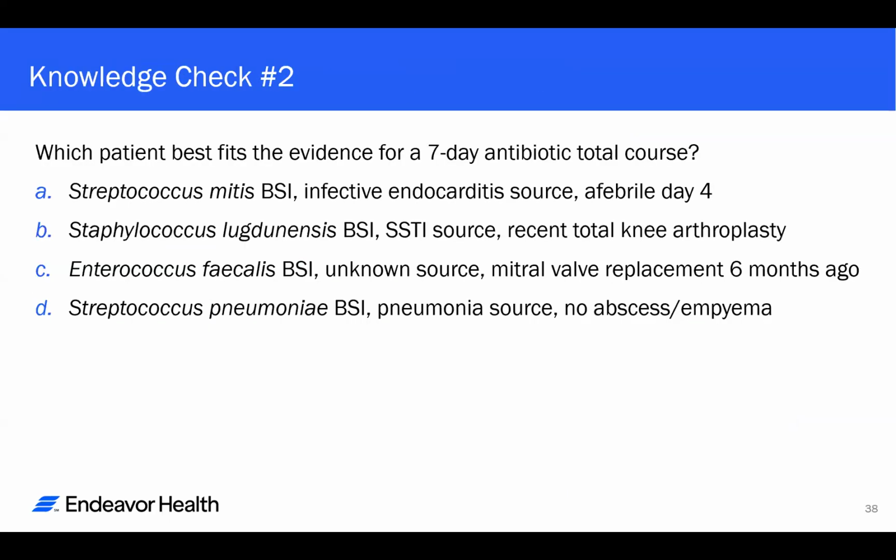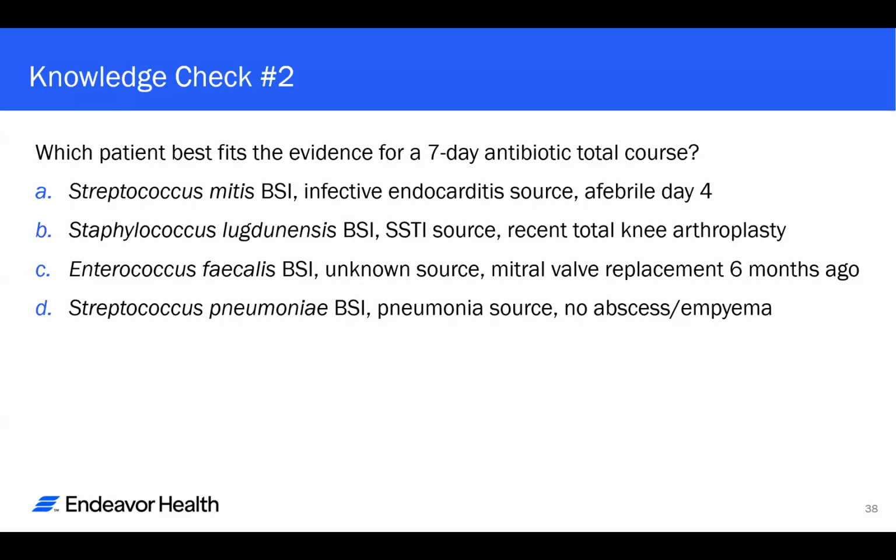Okay, so our second knowledge check here for gram-positive. Where do we feel best about evidence for a 7-day course for our gram-positives? A, a strep mitis bloodstream infection from an infective endocarditis source, afebrile at day 4; B, a Staph lugdunensis bloodstream infection, skin and soft tissue infection source with a recent total knee arthroplasty; C, an Enterococcus faecalis bloodstream infection from an unknown source with mitral valve replacement 6 months ago; or D, a strep pneumonia bloodstream infection, pneumonia source, no abscess or empyema. So show of hands for A. B, C, D. Okay, great.